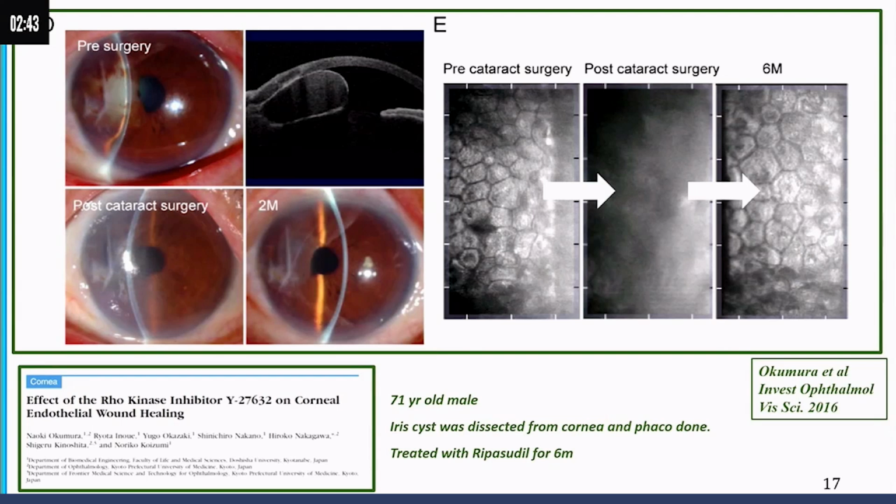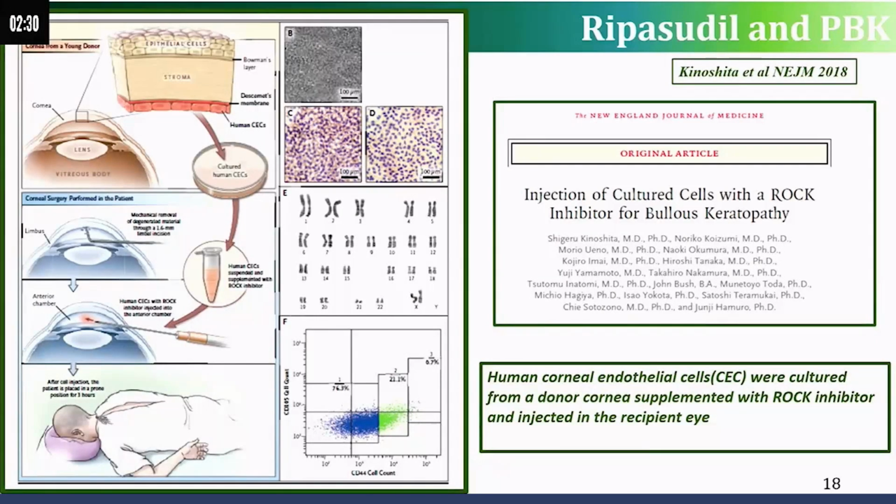So this particular case, where a 71-year-old male patient had an iris cyst along with cataract, underwent iris cyst dissection, and you can see the corneal status post-surgery. And this is 6 months post-use of ROCK inhibitors. So there is an amazing transformation in these cases.